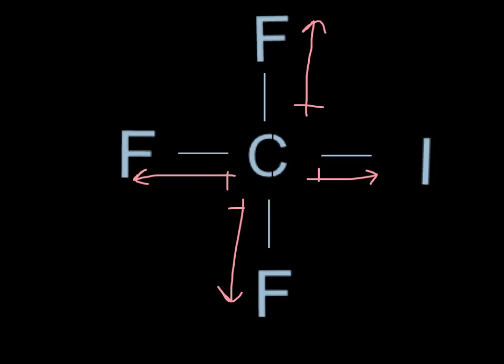But if one of the surrounding elements is different, it will cause the molecule to become polar. For example, the molecule with the chemical formula CF3I has a tetrahedral geometry, but because fluorine is much more electronegative than iodine, the pull of electrons will be much greater here on the fluorine side, causing the dipoles not to cancel.